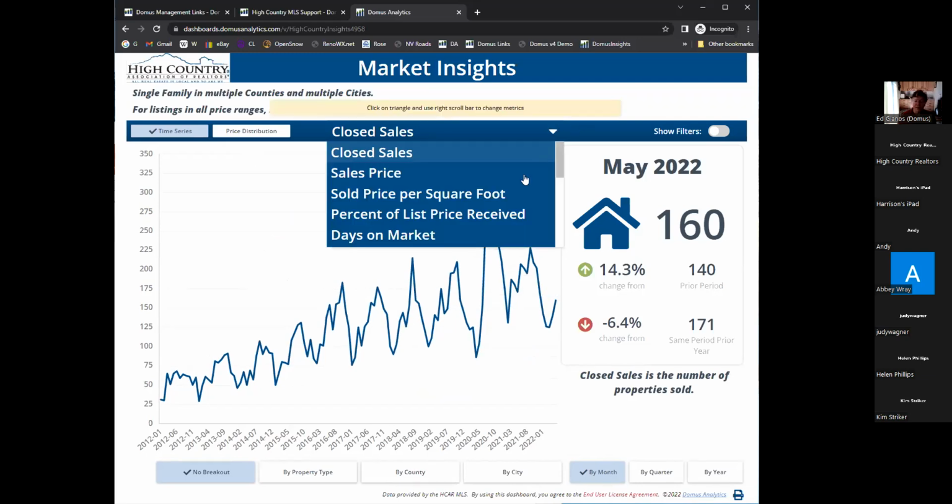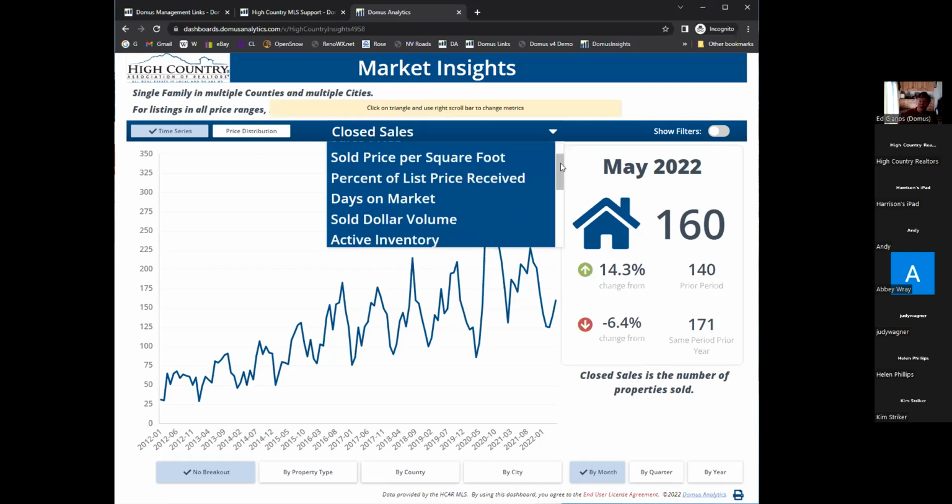So let's talk about our metrics a little bit. I'm going to walk through these one by one. Most of these are going to be pretty straightforward, and then a couple of them are a little more subtle. So closed sales is just the number of units matching the criteria that settled. Sales price is that settled price. Sold dollar per square foot is exactly what it looks like. It's how much did it close for and what was the living area of that property.